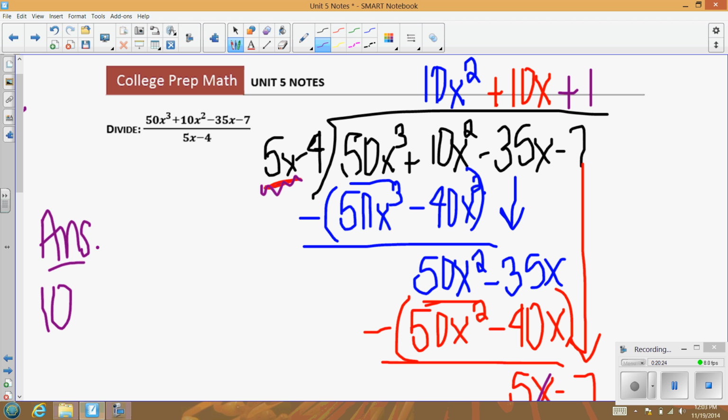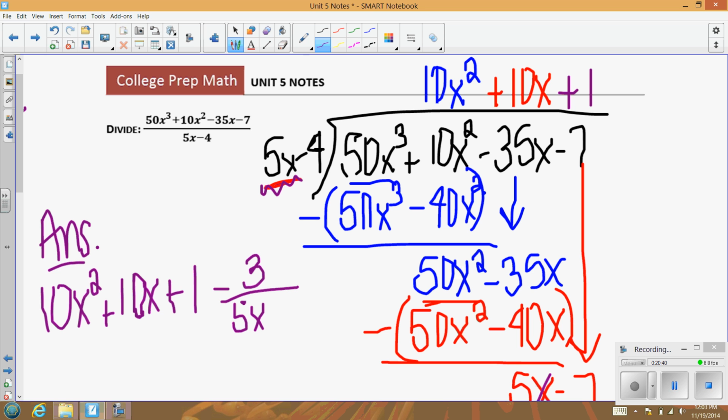And so your answer then will be 10x squared plus 10x plus 1 minus your remainder, which is 3. So it's minus 3 because the remainder was negative 3, over what you divided by. So you divided by 5x minus 4 because you didn't have quite the 5x minus 4, so you have a remainder of 3 over 5x minus 4. So really this remainder is being subtracted. Okay, so that's it. We're going to talk about another type of division in the last lesson for this unit.